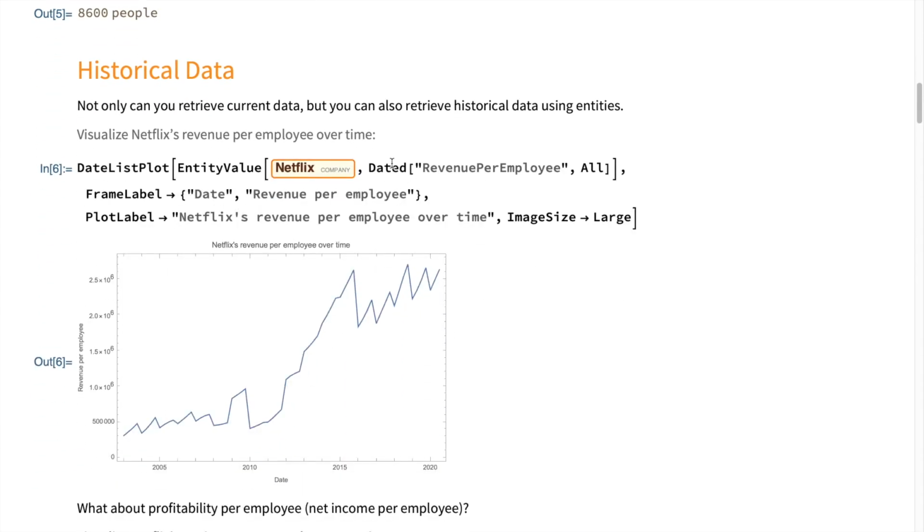Using the dated function inside entity value, we can indicate a time interval, and in here I'm indicating all. This returns a time series which we can plot using dateless plot. It looks like Netflix's revenue per employee has increased a lot.